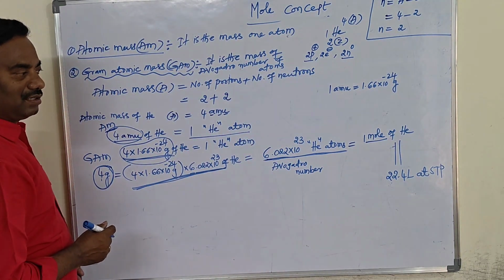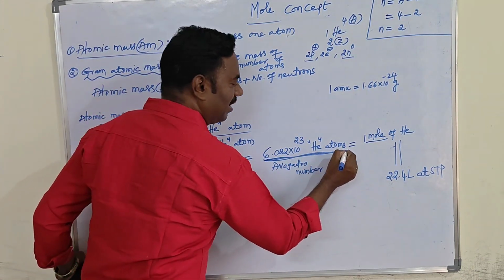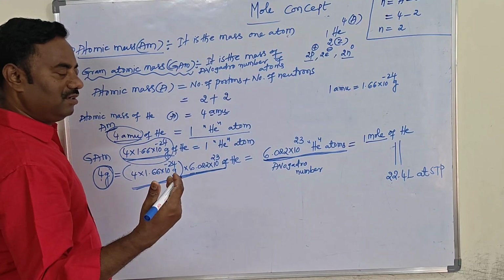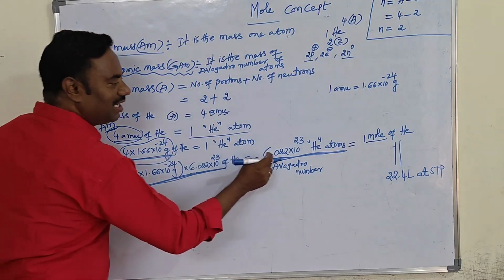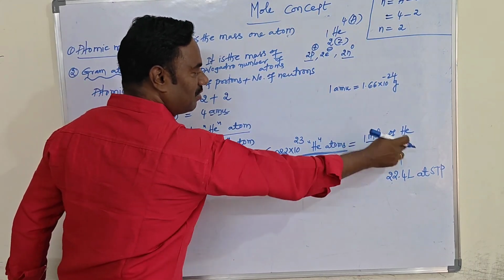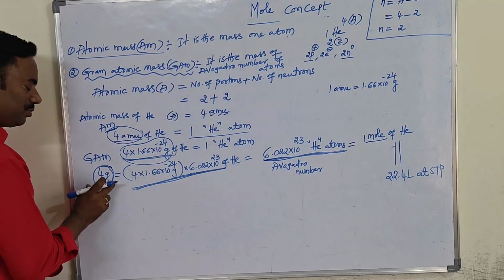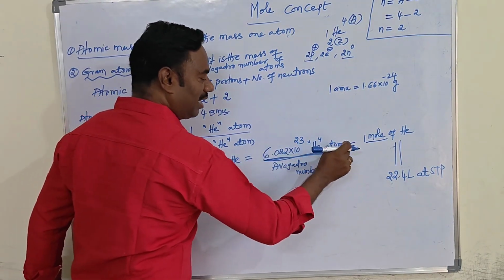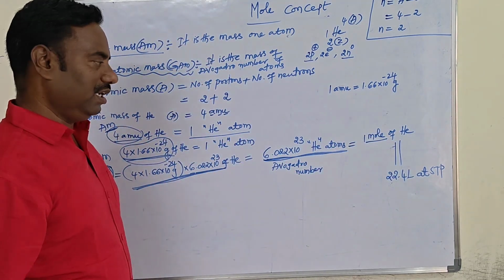Mole means amount of substance which contains Avogadro number of particles. Here in 4 grams, how many particles are there? Already I told you particles may be atoms or molecules or ions. This is gram atomic mass. In this, these many atoms are there, so that it is equal to a mole. Mole is the amount of substance in which Avogadro number of atoms are there, so that it is equal to 1 mole of helium.